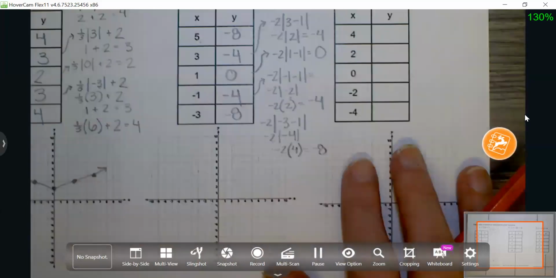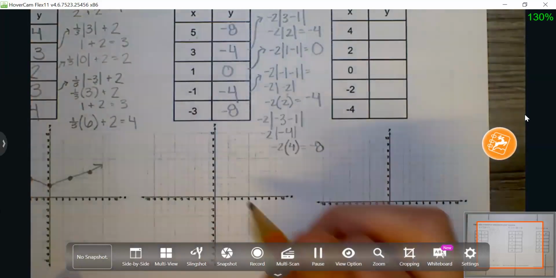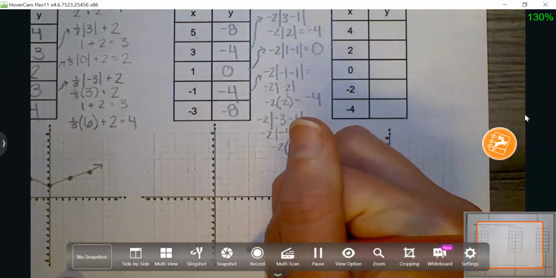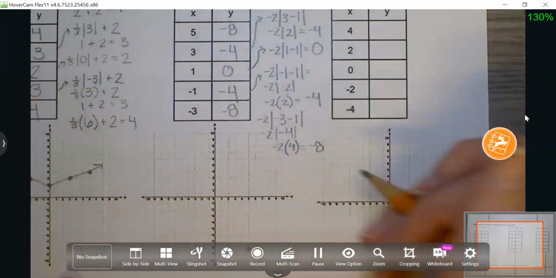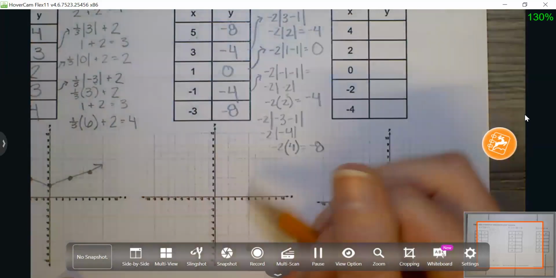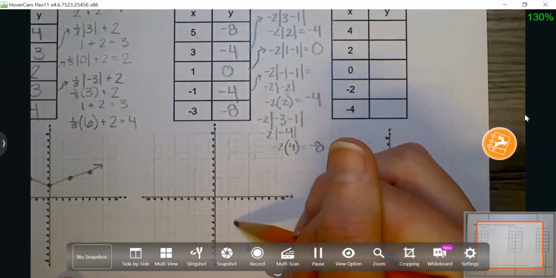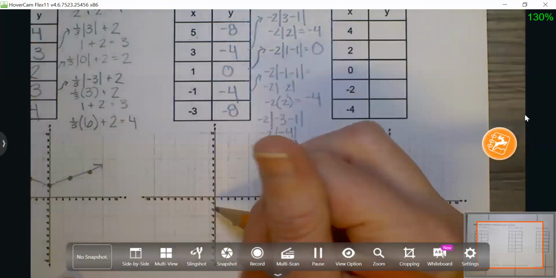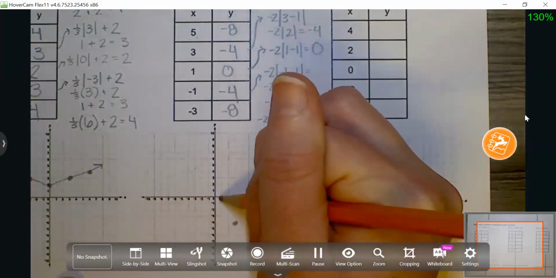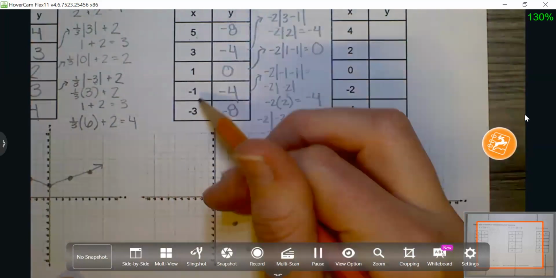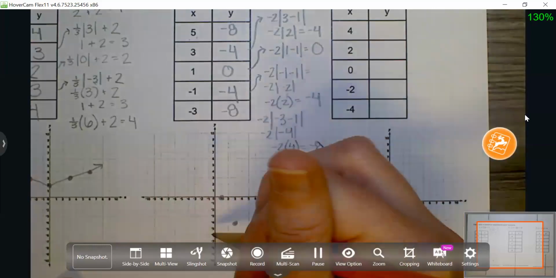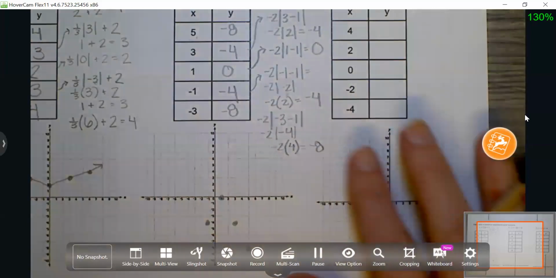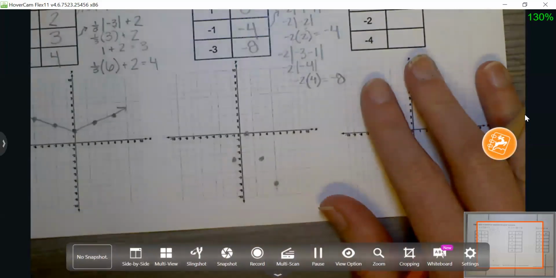So if I have 5, negative 8, I'm going to count over 5 and down to negative 8 and plot my points. 3, negative 4, I'm going to count over 3 and down 4 and plot the points. 1, 0 is right here. Negative 1, negative 4. And negative 3, negative 8.